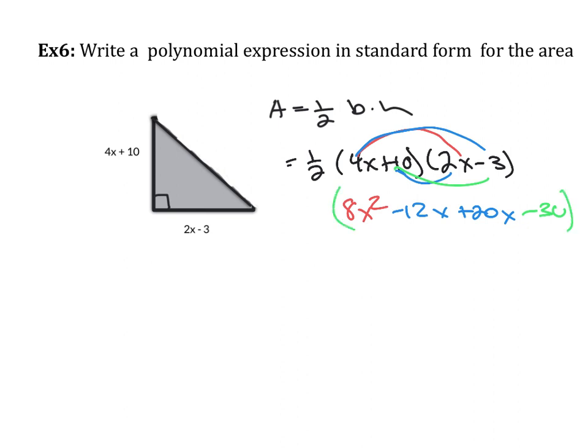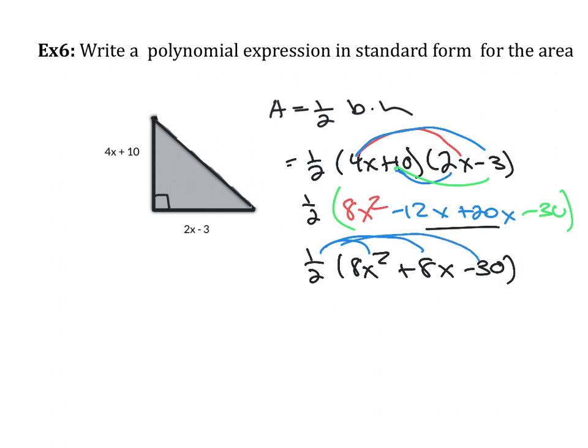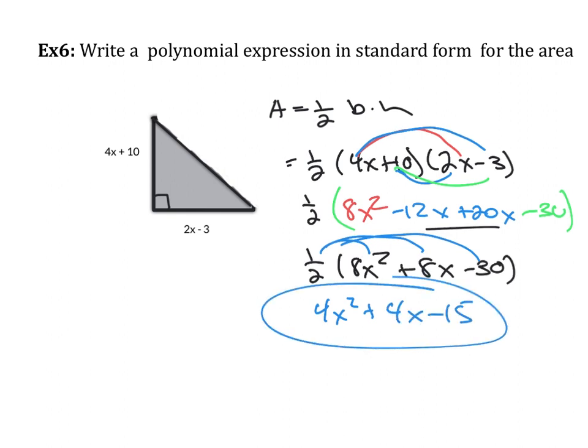Again, we can go ahead and combine our two middle terms, and let's not forget about our 1/2 on the outside here. So when you combine those two middle terms, we now have 1/2 times 8x squared plus 8x minus 30. And for my last step here, I'm going to go ahead and distribute my monomial term on the outside to all of my terms on the inside, which would give me 4x squared plus 4x minus 15. And that would be our trinomial expression representing the area for our triangle.